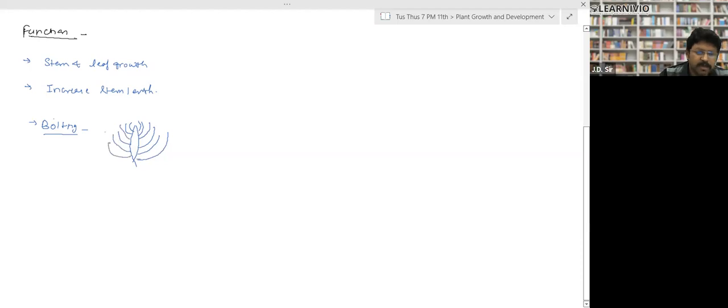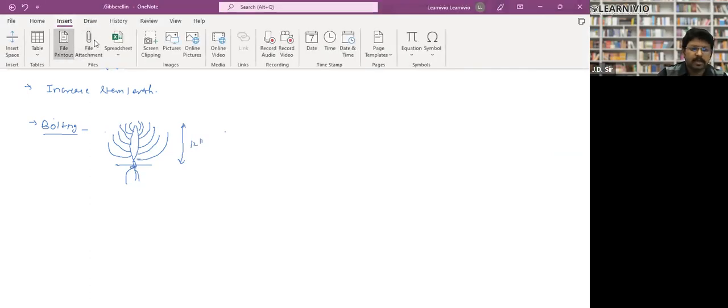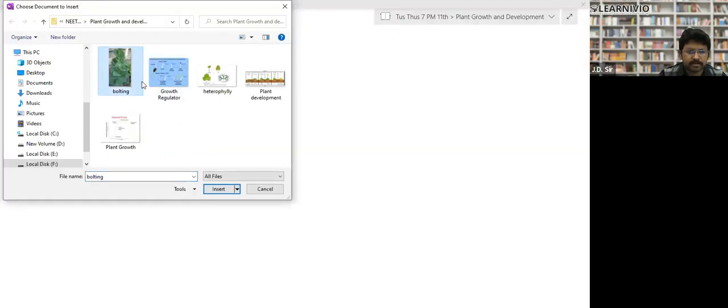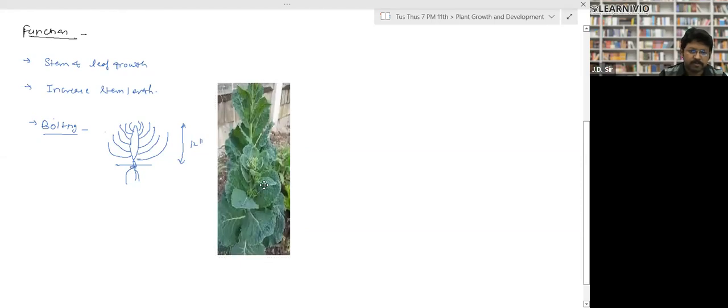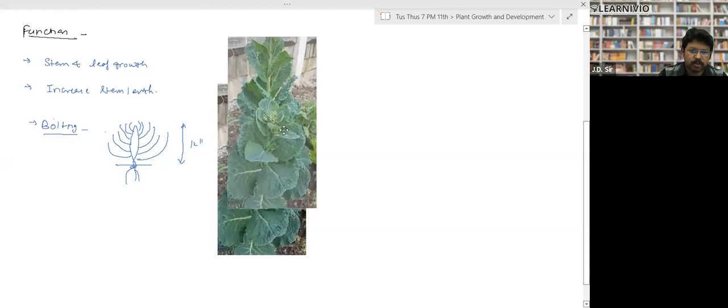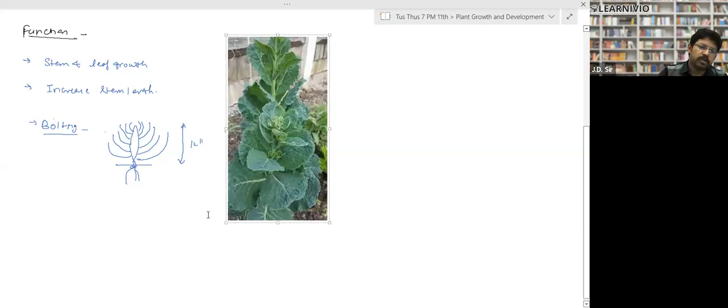But if you put gibberellin on this cabbage plant, which has a stem and a root-like structure, hardly 1 foot or 12 inches, then you know what will happen. The length of the cabbage will increase up to 5 feet, because it increases the internodal length. This is the process of bolting. After the treatment of cabbage with gibberellin, it increases its height up to 5 feet. That is called bolting. Clear?